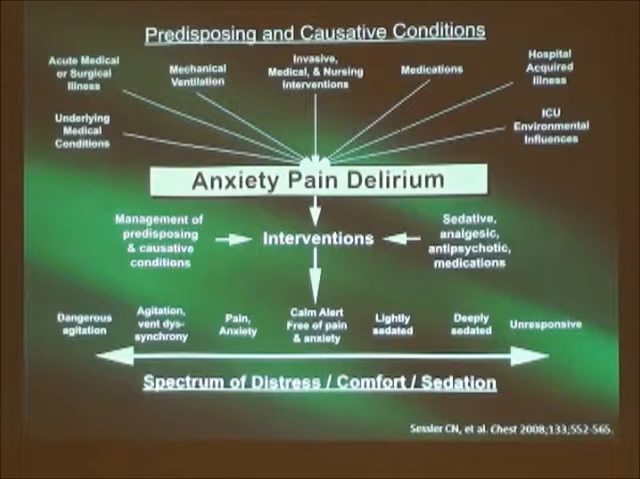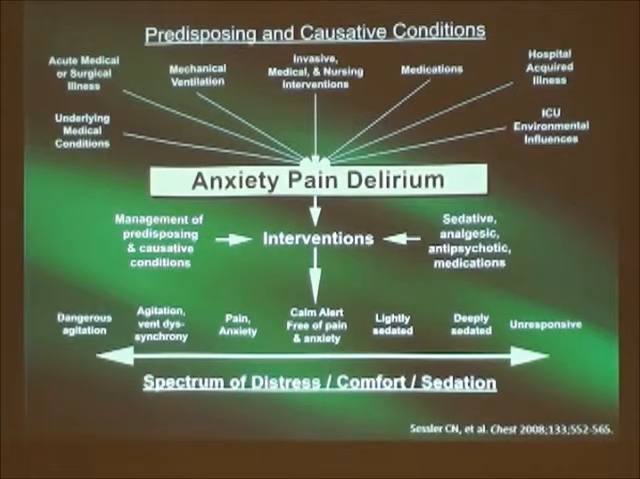And when I say easy, I'm being incredibly sarcastic because we have everything from the underlying medical conditions, in which ICU tends to take the crown for that one, right here. Medications, which ICU tends to have the highest number of, right here. Hospital-acquired illnesses. ICU environmental influences. As you can see, there are a bulk that lead to the triad of anxiety and pain and delirium. They're all set on the same pedestal because they are all interrelated. You'll see that on the next slide.